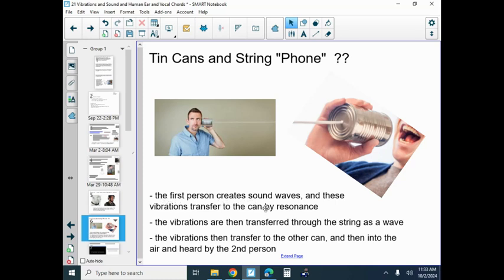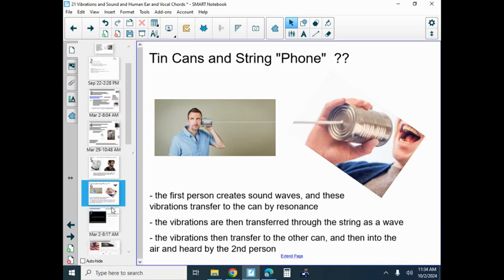But really, the idea is this person creates a vibration of sound waves. That vibration transfers to the can by resonance. The vibrations then transfer through the string as a wave. It makes the other can vibrate in sympathy, or resonance, as well. And then that makes sound waves that go through the air and eventually we hear it the way we are going to talk about how the human ear works.